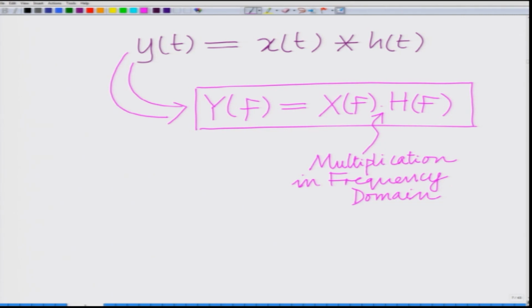Convolution satisfies a very interesting property: if two signals are convolved in the time domain, that is y(t) is a convolution of x(t) with h(t), then the Fourier transform of y(t), that is Y(f), is obtained by the multiplication of the Fourier transform of x(t), that is X(f), with the Fourier transform of h(t), that is H(f). So, Y(f) equals X(f) times H(f), that is convolution in the time domain is equivalent to multiplication of the Fourier transforms of the two respective signals in the frequency domain.